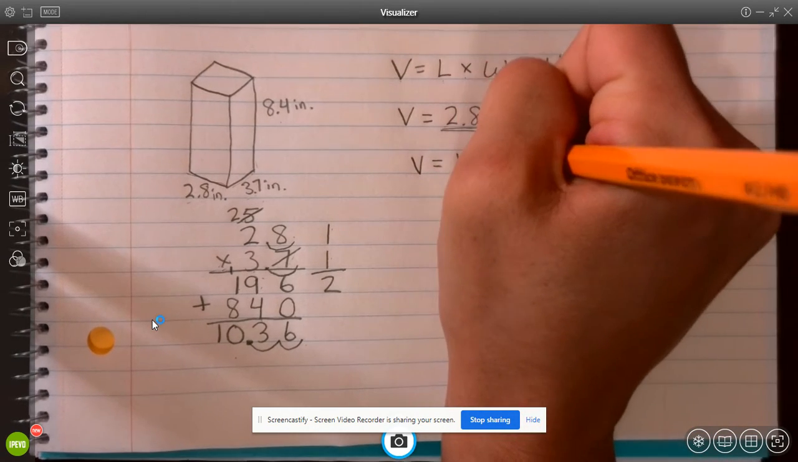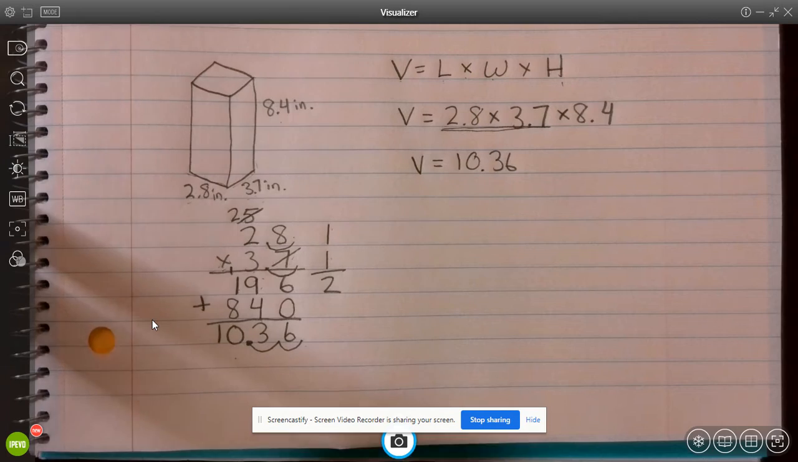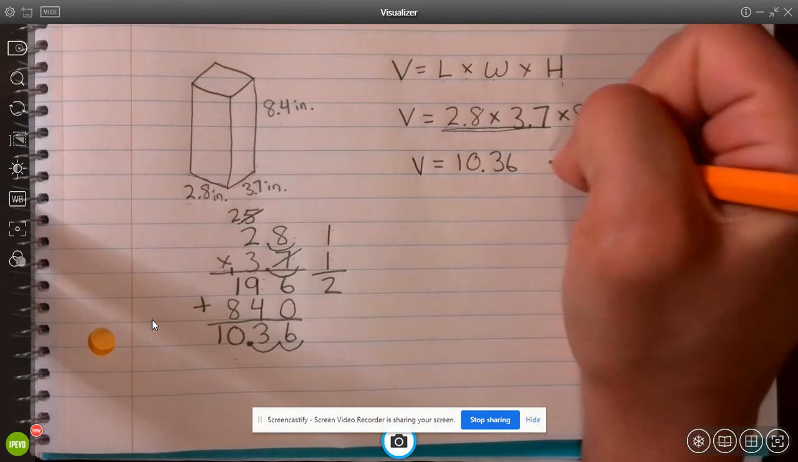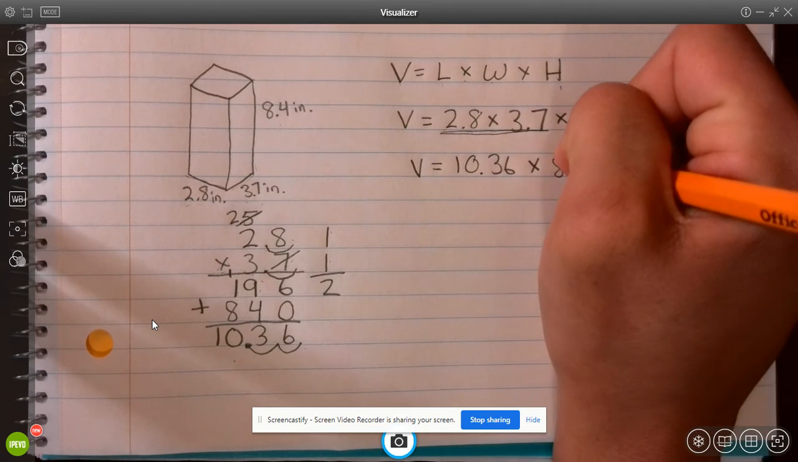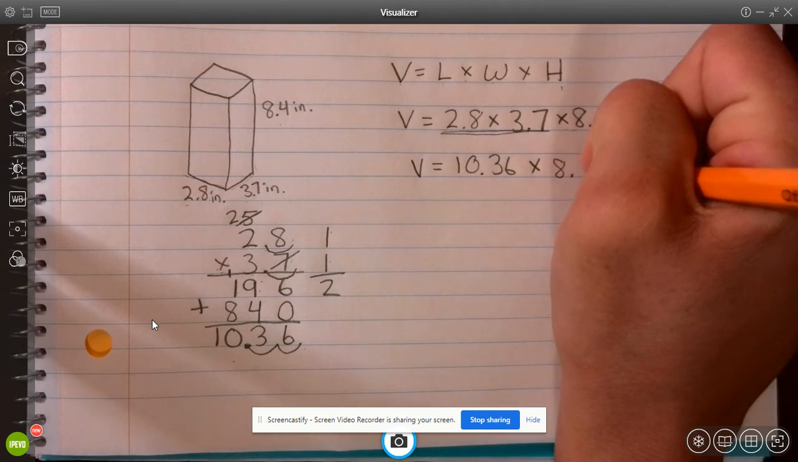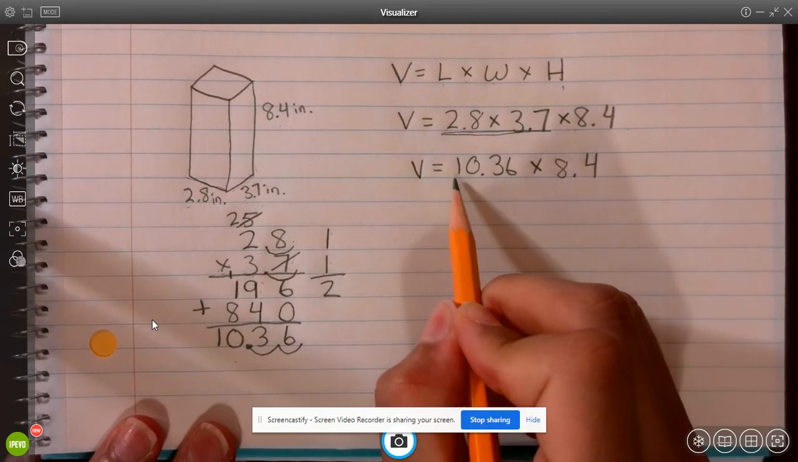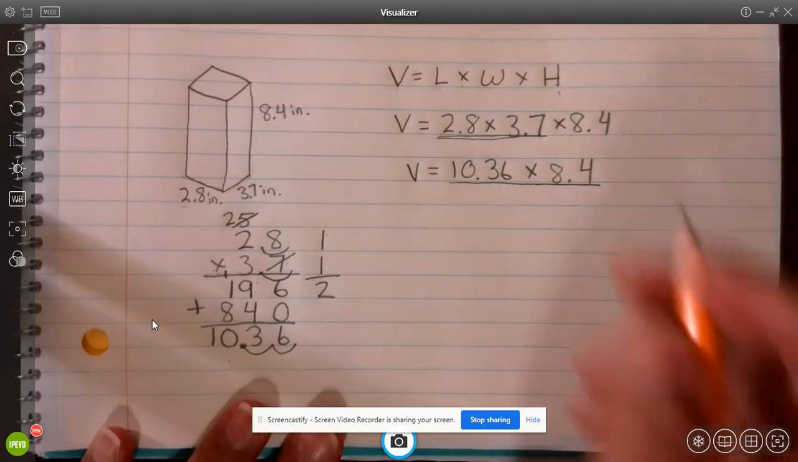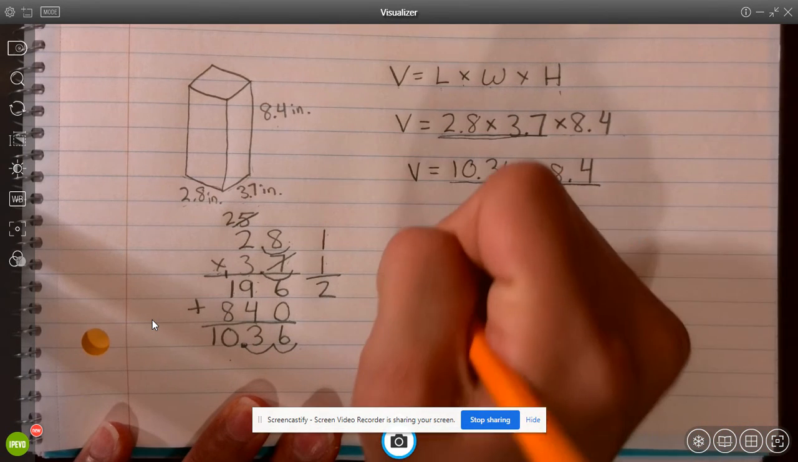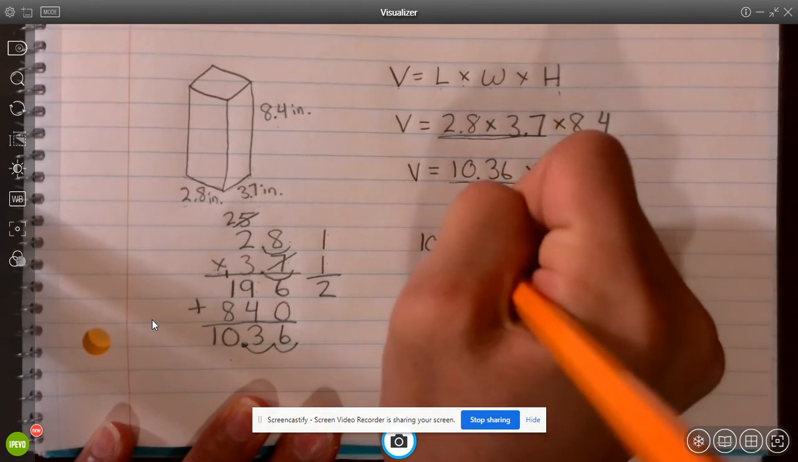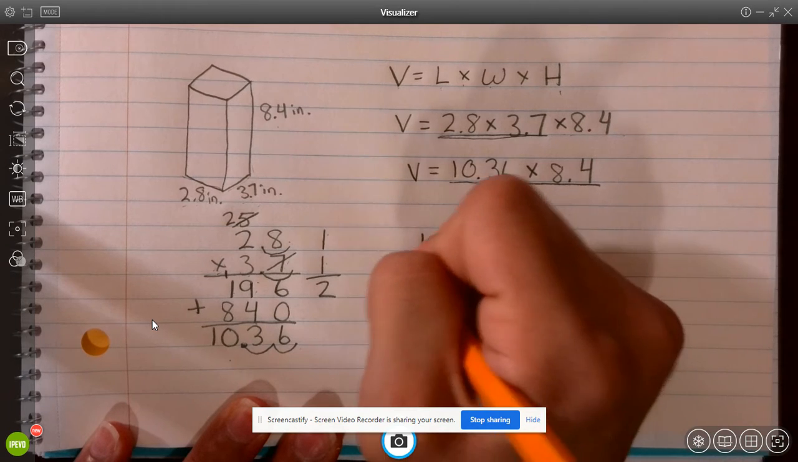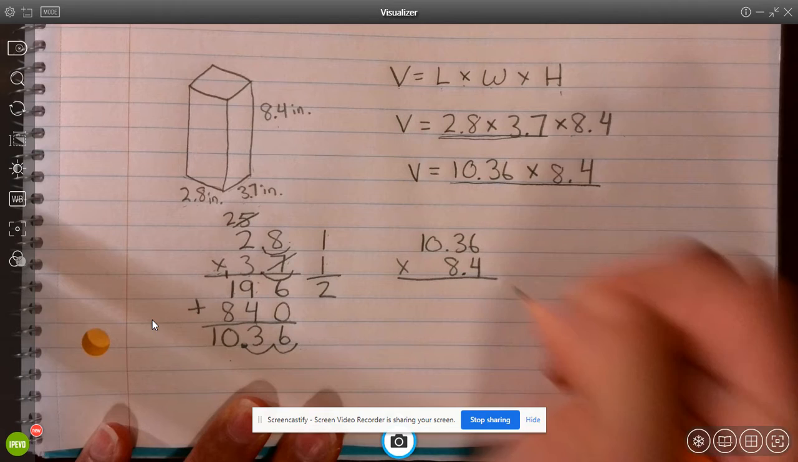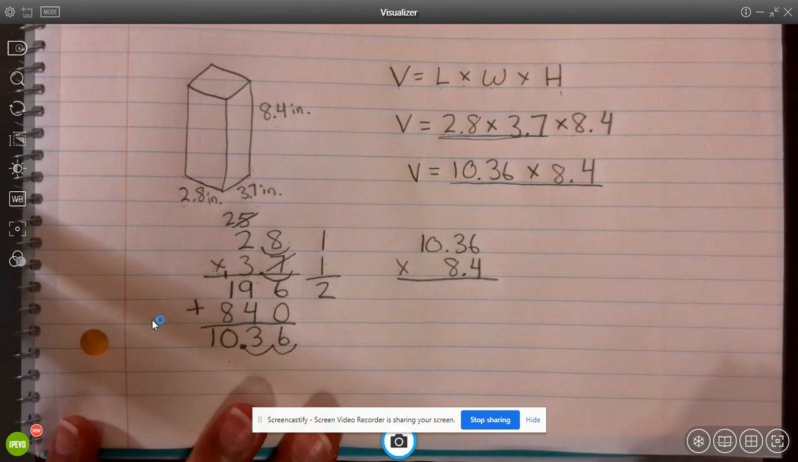So volume equals, I'm going to bring my answer, 10 36 hundredths. And I'm going to bring down the height because I haven't timesed the height yet. So times 8 4/10. Now this is my last step to find my final product. So 10 36 hundredths times 8 4 tenths, sorry.